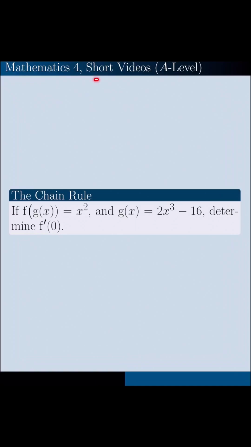Hello, in this short video I'm going to solve the following A-level problem. If f of g of x equals x squared and g of x equals 2x cubed minus 16, determine f prime of 0. Pause the video at this point and give it a try.